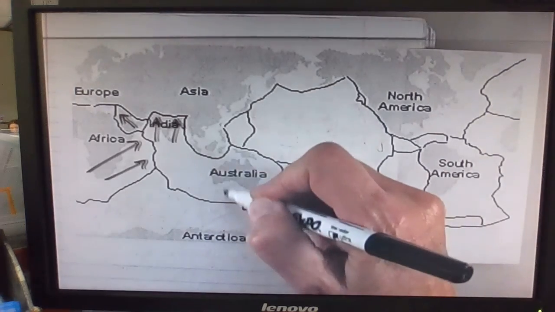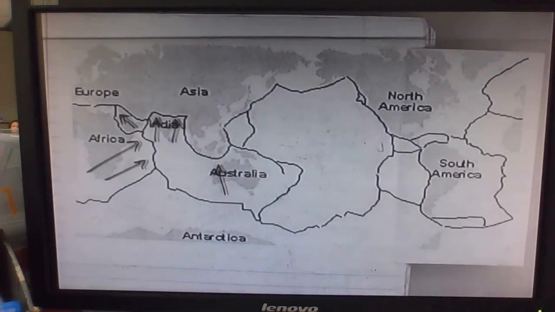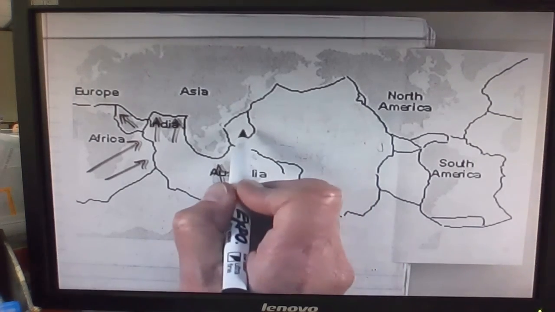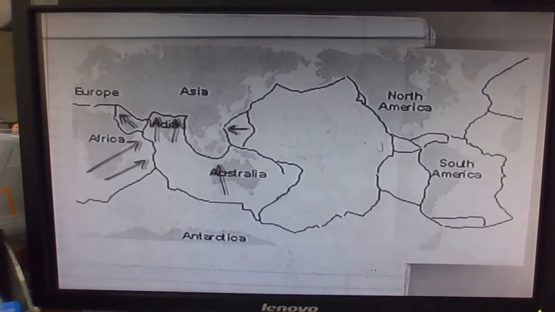All right, and so Australia's kind of the same way here. But this piece right here is moving a little bit more in that direction.